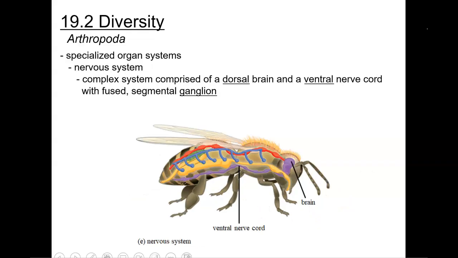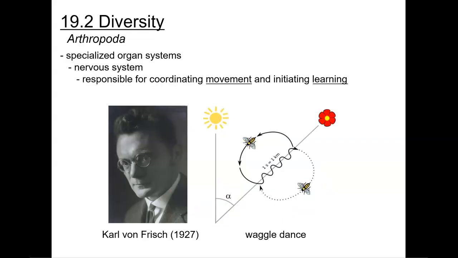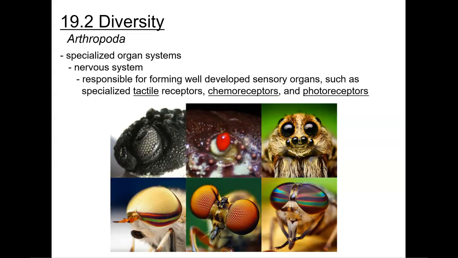The nervous system is a complex system that's comprised of a dorsal brain and a ventral nerve cord that's fused with segmented ganglia. The nervous system, like I said, is responsible for coordinating movement and initiating learning. And this was discovered by Karl von Frisch in 1927. It's also responsible for forming well-developed sensory organs, such as specialized tactile receptors, chemoreceptors that pick up on chemicals, and photoreceptors that pick up on visual cues or different forms of light.